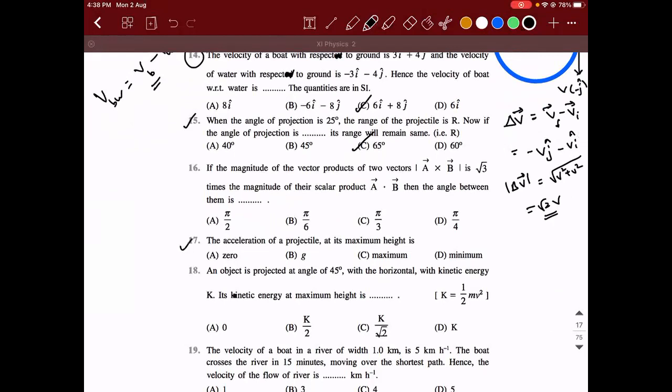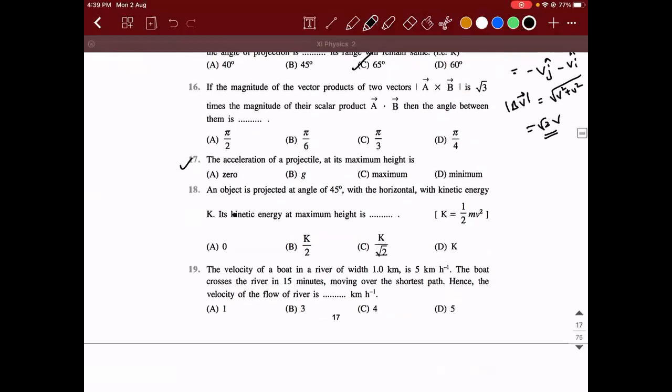16th one is vectors that we have already solved. 17th one. The acceleration of a projectile at its maximum height is how much? Zero, G, maximum, minimum. Sir, why can't it be G? I don't know, you tell me. What do you think?